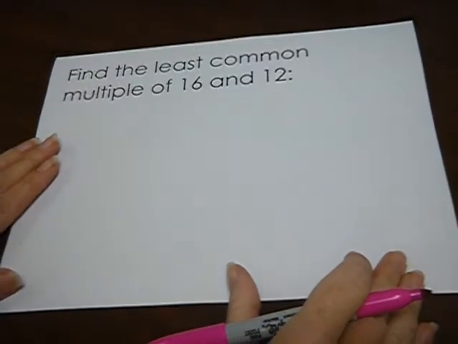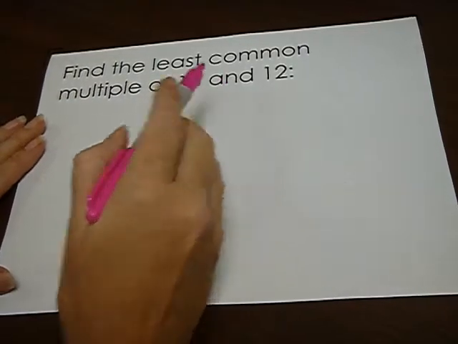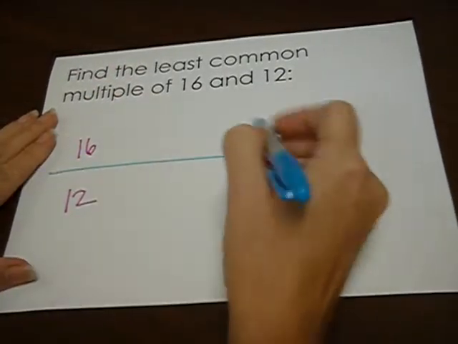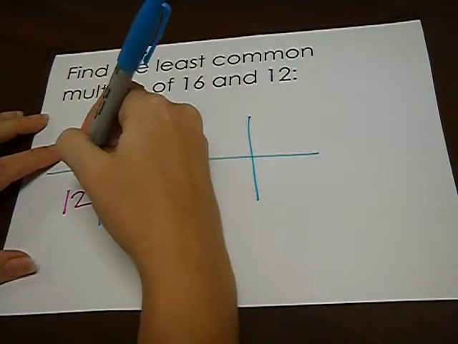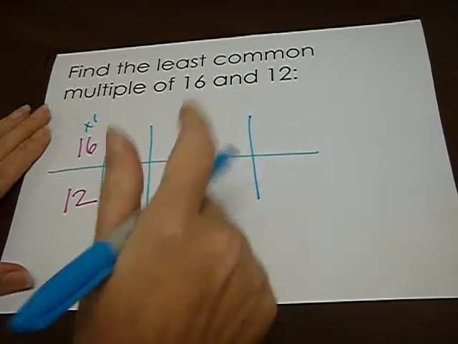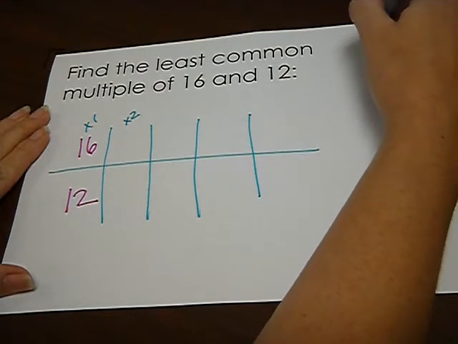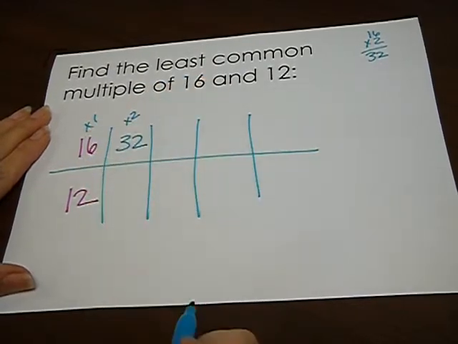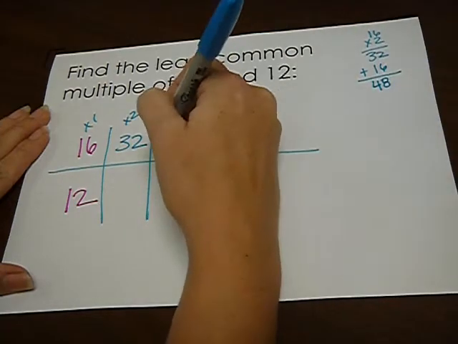Find the least common multiple of 16 and 12. Least common multiple is when I make a multiplication chart. So I'm going to make a multiplication chart for 16 and 12. So times 1 would give me 16. Times 2, and you can go over on the side and figure that out if you need to, is 32. Another 16 would give me 48.